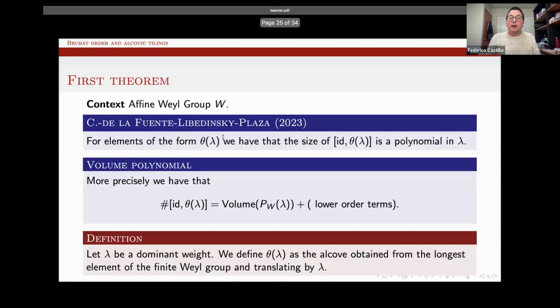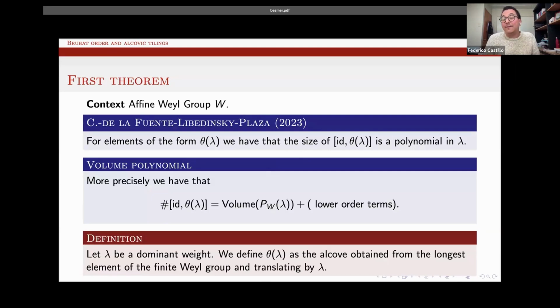In general, we need some definition. That's a little technical, but for some elements that can be defined in any affine Weyl group, it turns out that the size of the Bruhat interval is a polynomial in lambda. Why? Because it becomes the number of integer points in a certain permutohedron. So we will take this point lambda.